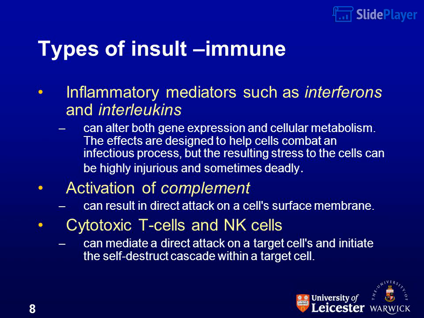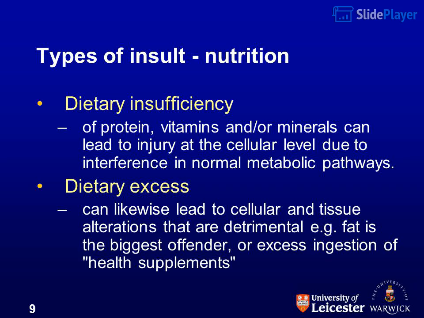Types of insult: immune. Inflammatory mediators such as interferons and interleukins can alter both gene expression and cellular metabolism. The effects are designed to help cells combat an infectious process, but the resulting stress to the cells can be highly injurious and sometimes deadly. Activation of complement can result in direct attack on a cell's surface membrane. Cytotoxic T cells and NK cells can mediate a direct attack on target cells and initiate the self-destruct cascade within a target cell.